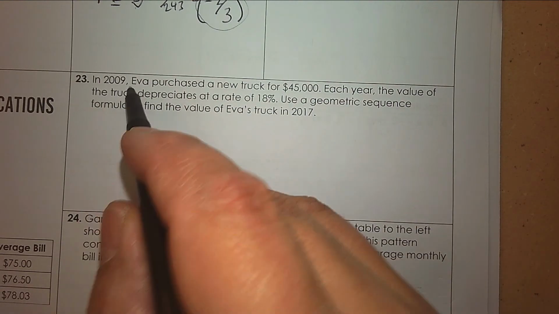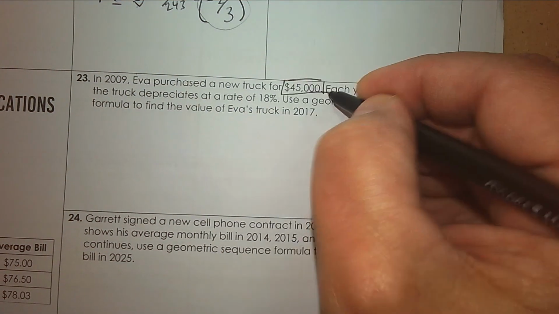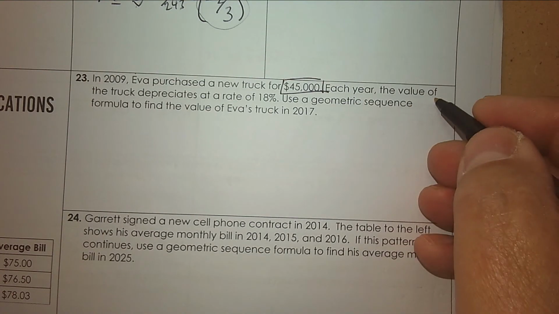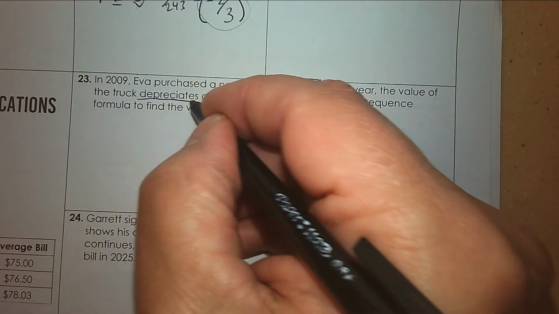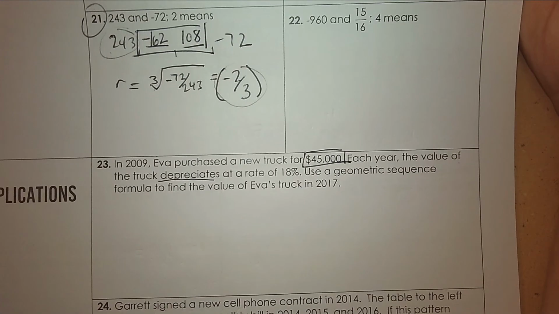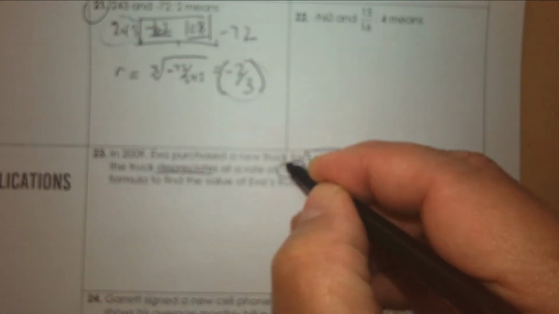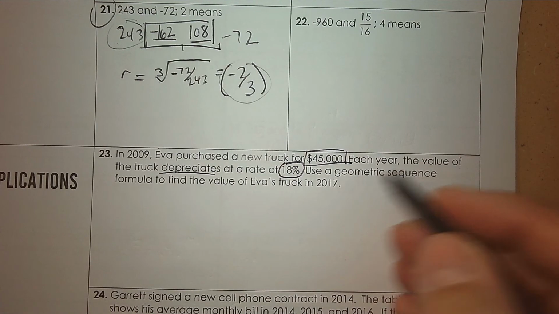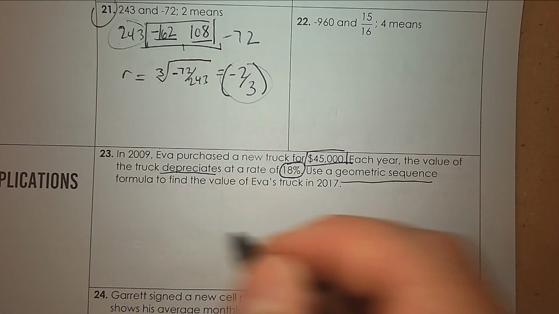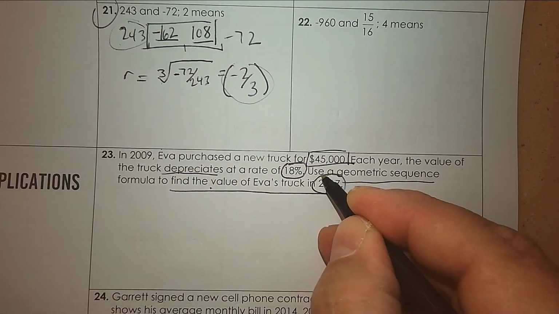In 2009, Ava purchased a new truck. That'd be nice. For $45,000. Each year, the value of the truck depreciates. That's a big word. Are you listening to me? What does the word depreciate mean? Going down. Decreasing, right? At what rate is it decreasing? 18%. Use a geometric sequence formula to find the value of the truck in 2017.